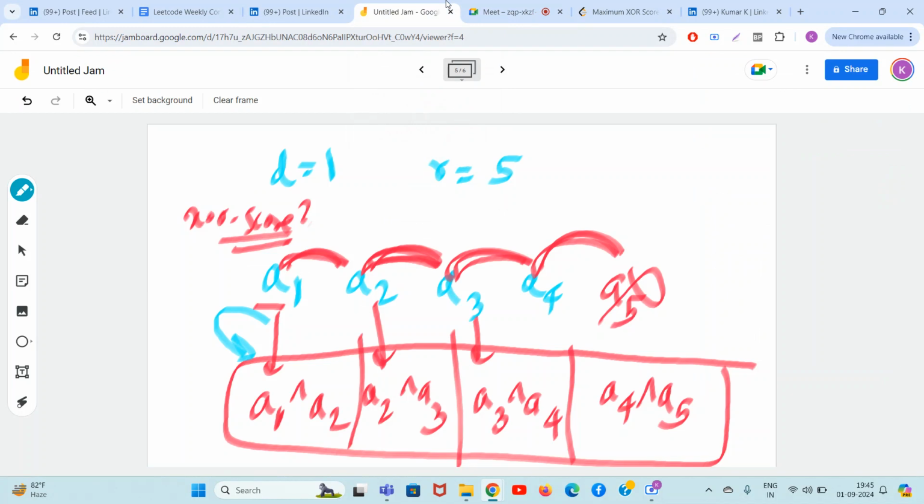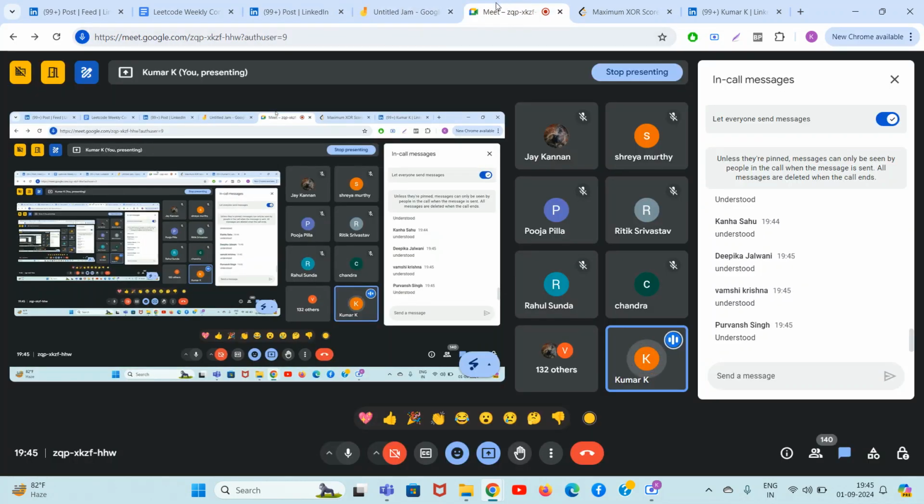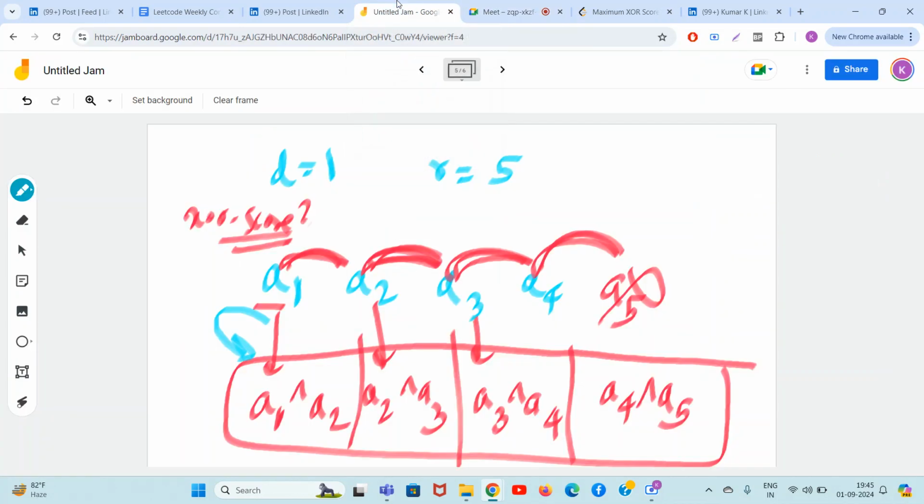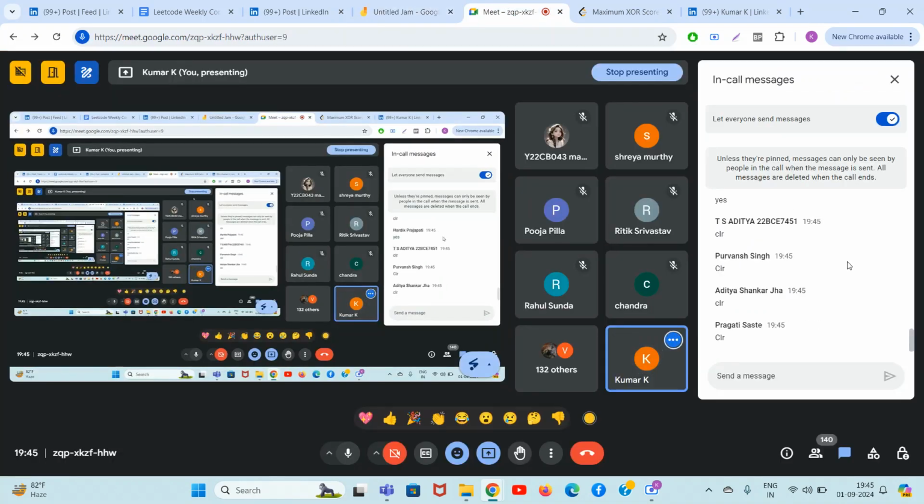Oh, so painful to know that. Now, why am I saying painful? You will understand later when I tell you the solution idea. Everything is painful here. Everyone write CLR in the chat if you understand how these five numbers got converted to these four numbers. You understand that, right?